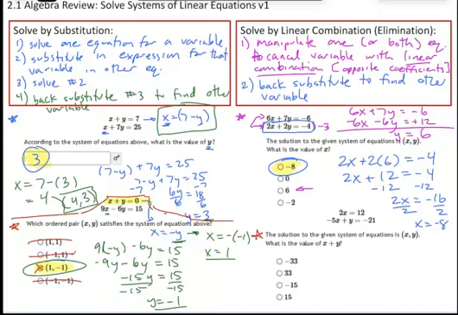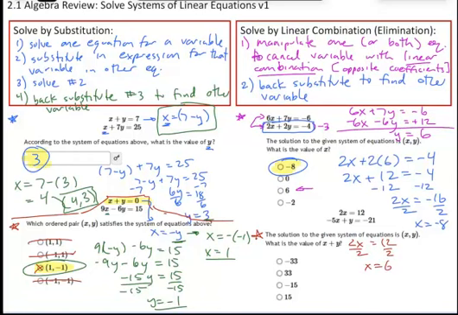And so the easiest thing here would be to use substitution, right? Because one of our equations just has one variable, so we can solve for x here. If we took 2x is equal to 12, and we divide by 2, we get x is equal to 6.